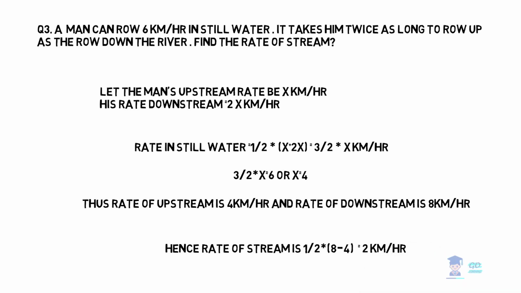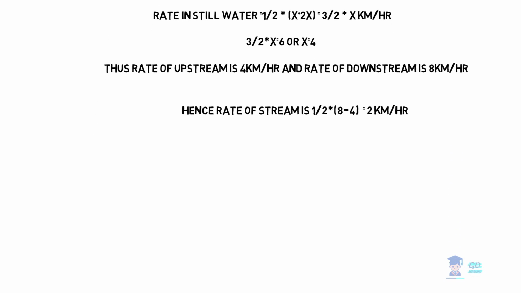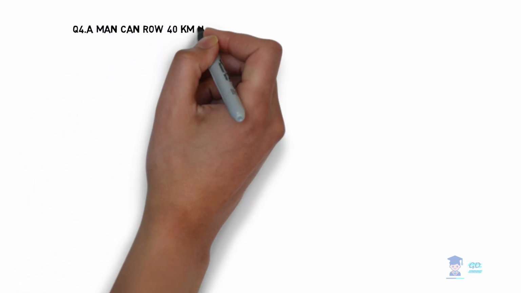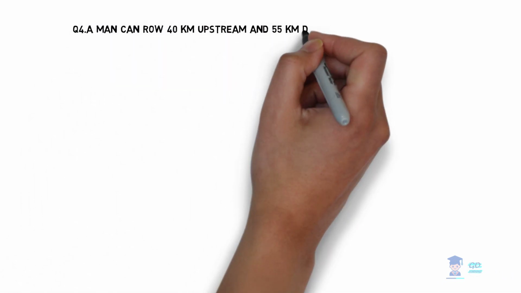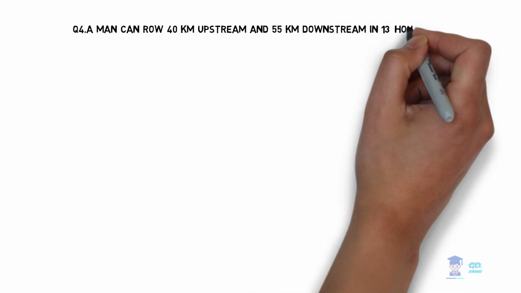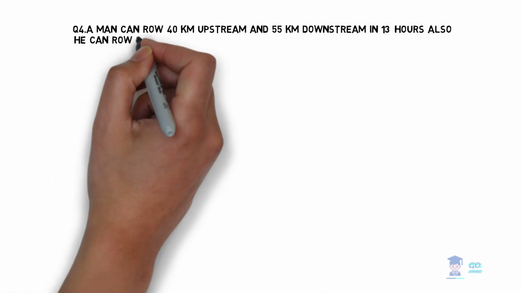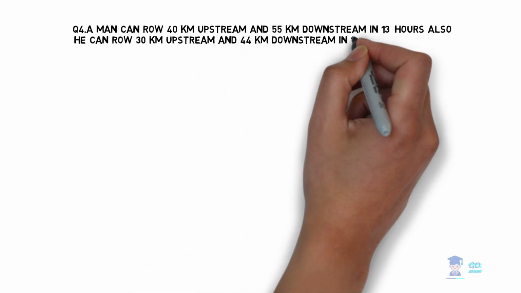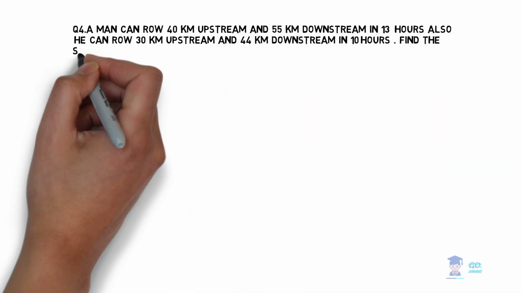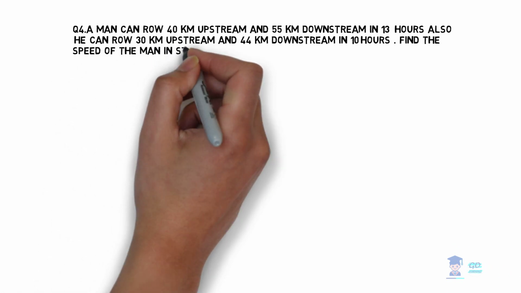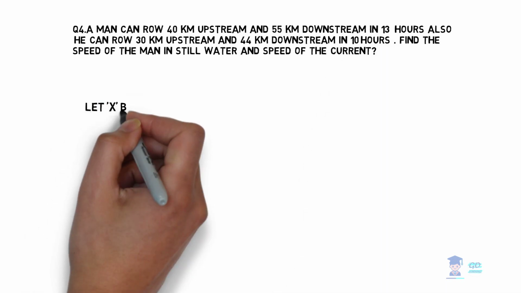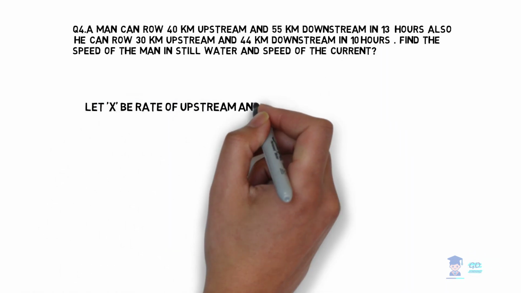Next question. A man can row 40 kilometers upstream and 55 kilometers downstream in 13 hours. Also, he can row 30 kilometers upstream and 44 kilometers downstream in 10 hours. Find the speed of the man in still water and speed of the current. Now we're going to form equations and solve it here. We know distance by speed is equal to time. Let us take x to be the upstream speed and y to be the downstream speed.